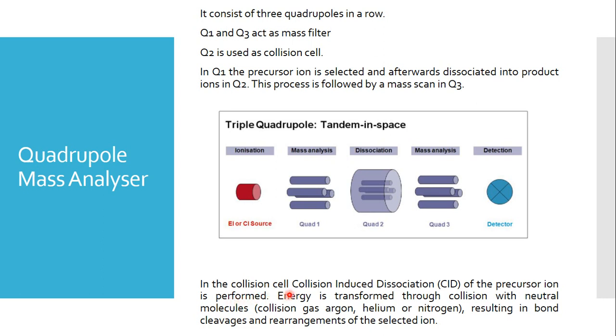In the collision cell, collision-induced dissociation of the precursor ion takes place. Energy is transferred through collision with neutral molecules, that is, collision gases like argon, helium or nitrogen are used, resulting in bond cleavages and rearrangements of the selected ion.